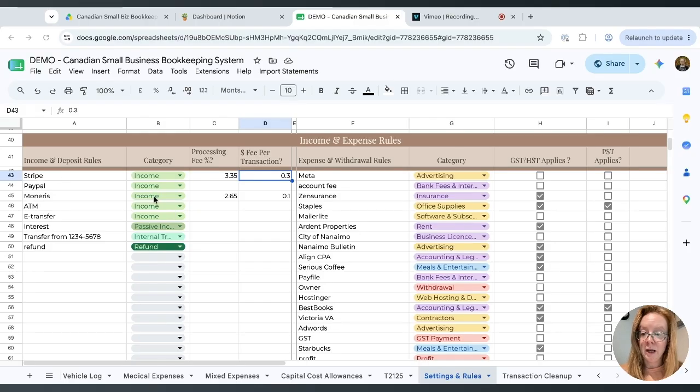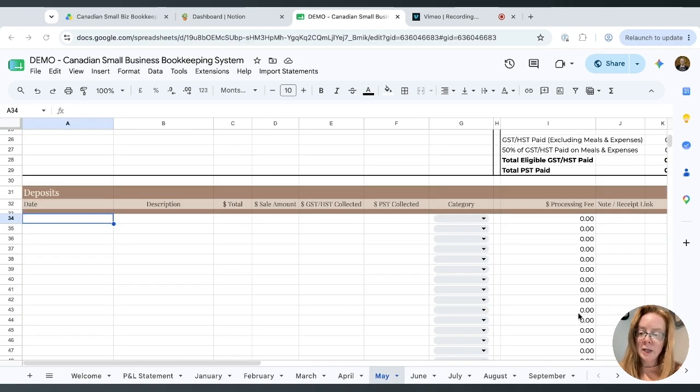So these are our rules that tell the system how deposits from various sources should be categorized, whether that's income. We do have a passive income, as well as an internal transfer and a refund rule set up. So it's going to look for these things in the description section on your deposits log. If it finds a rule that it matches up to, it's going to apply a category for sure, and possibly do a little bit of math to figure out what sales tax was, if applicable, as well as what the processing fee was, if applicable. So let's see this in action. All you're going to need to do is enter the date, the description, and the total that was deposited into your bank account.